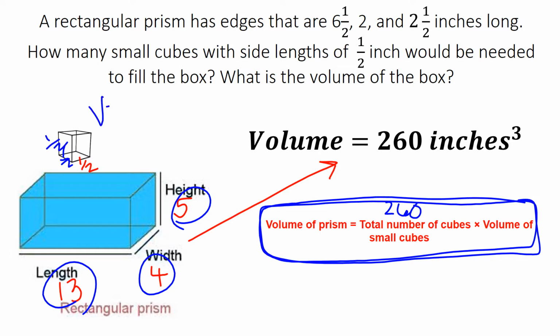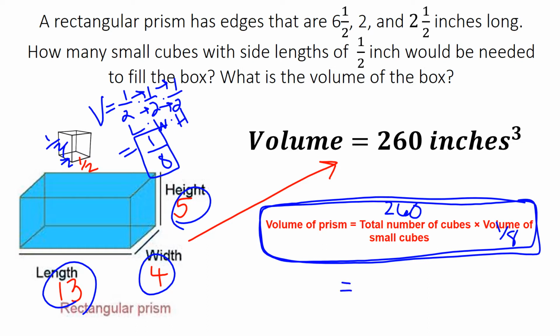So let's do the volume up here real quick of that one. 1/2 times 1/2 times 1/2. That's our length times our width times our height. And that's 1 times 1 times 1, which is just 1. 2 times 2 is 4. 4 times 2 is 8. So our volume of that very small cube is actually 1/8 inches cubed. Okay, 1/8. So we're going to really have that times 1/8.